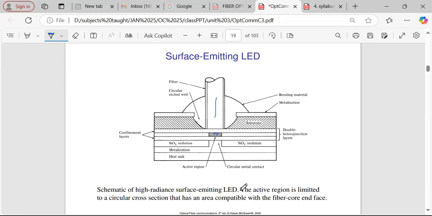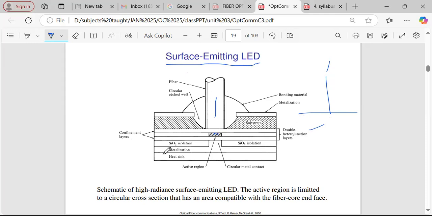So basically, what you have seen is the plane of this light emitting region. This is the plane of the light emitting region, and the fiber is attached to this layer perpendicular to the surface of this substrate. The optical fiber cable is placed perpendicular to the surface of this heterojunction LED. So this is the surface emitting LED.